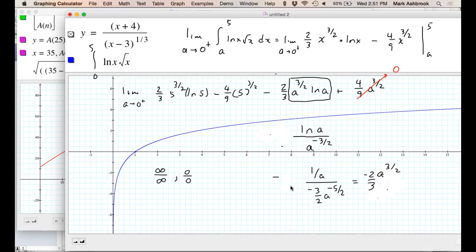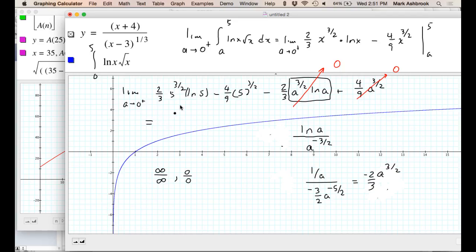I shouldn't have carried this down. We're evaluating this thing that I put in the square, which gives us this negative 3 halves here. So you don't want those to cancel because that was part of L'Hopital's rule, not this. Okay, so we get negative 2/3 a to the 3 halves. As a goes to 0, that goes to 0, right? A to the 3 halves will go to 0 as a goes to 0. So by L'Hopital's rule, this limit is 0 as well.